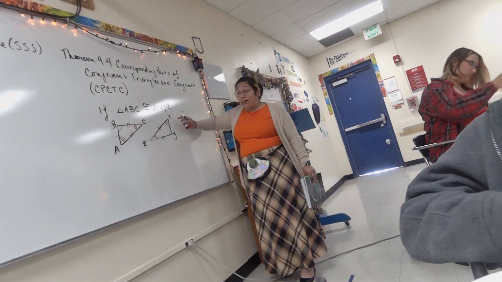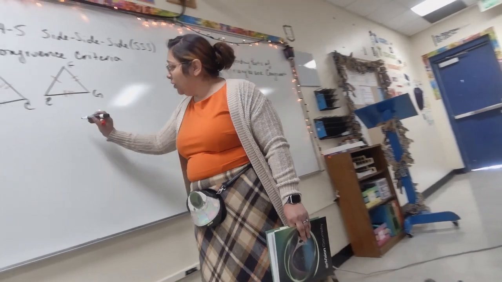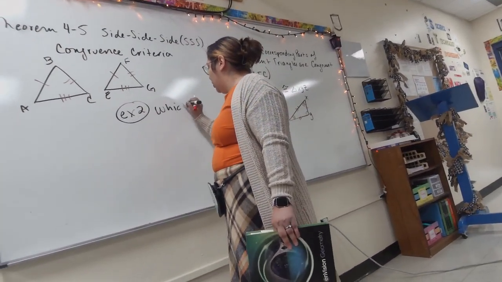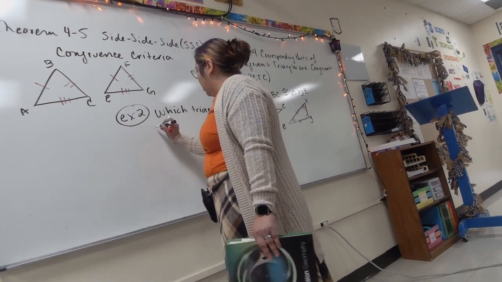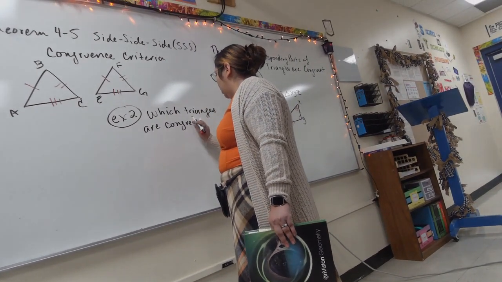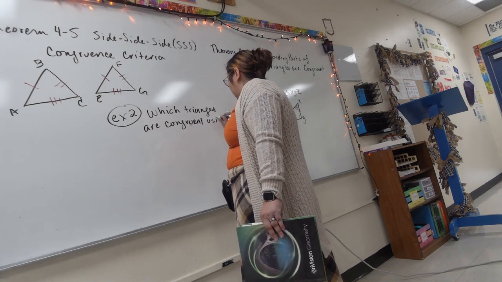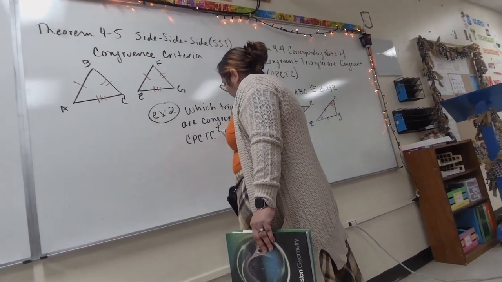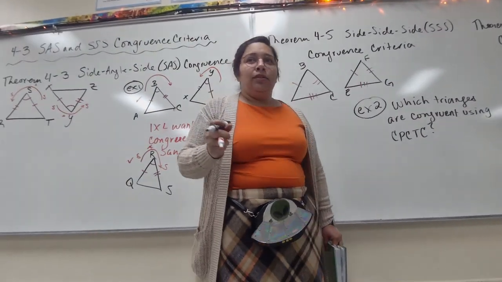So here's an example, and I'm going to use this guy, this figure here. I'm going to use this space over here for this. Example 2 says which triangles are congruent using CPCTC? Which triangles are congruent using CPCTC?